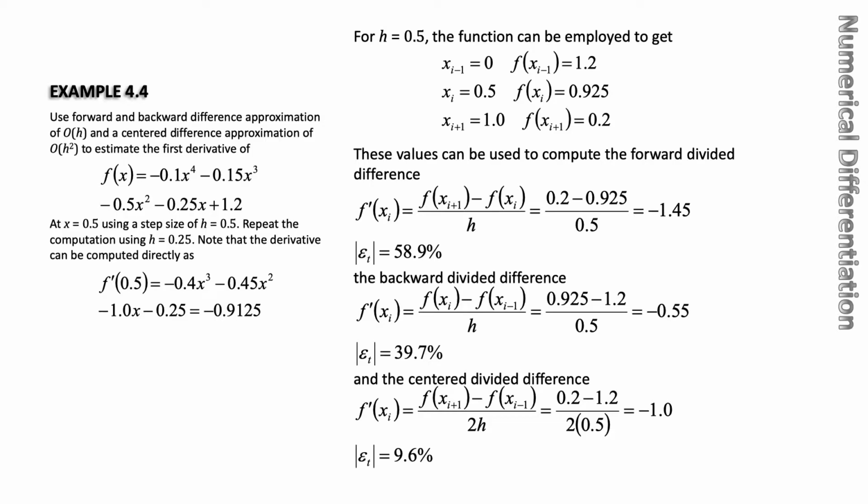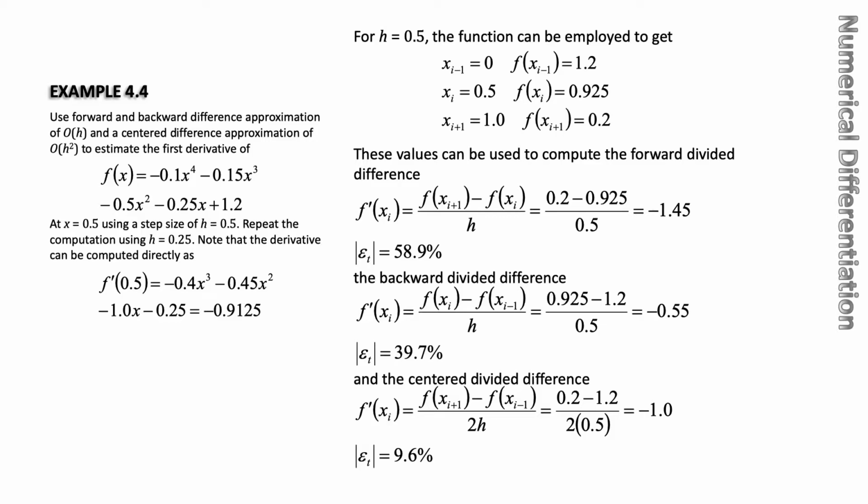Okay, we note the derivative can be computed directly as f prime at x equals 0.5 equals, so we take the derivative now, negative 0.4 x cubed minus 0.45 x squared minus 1.0 x minus 0.25, and we let x be equal to 0.5. The derivative at x equals 0.5 gives us negative 0.9125.